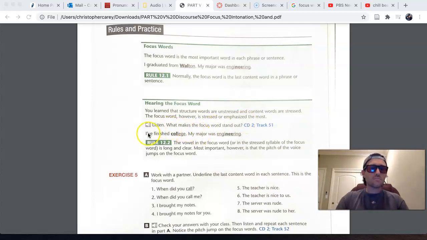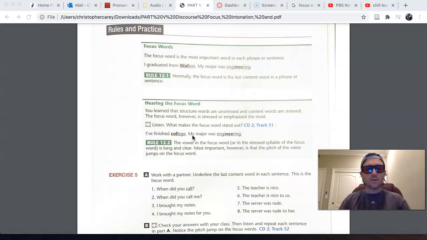Take a listen. I finished college. My major was engineering. I finished college. My major was engineering. So we put focus word stress on that last word. That last word, more often than not, is your focus word. Later on in this chapter, we're going to see exceptions to that, but it'll be really clear to identify those exceptions.